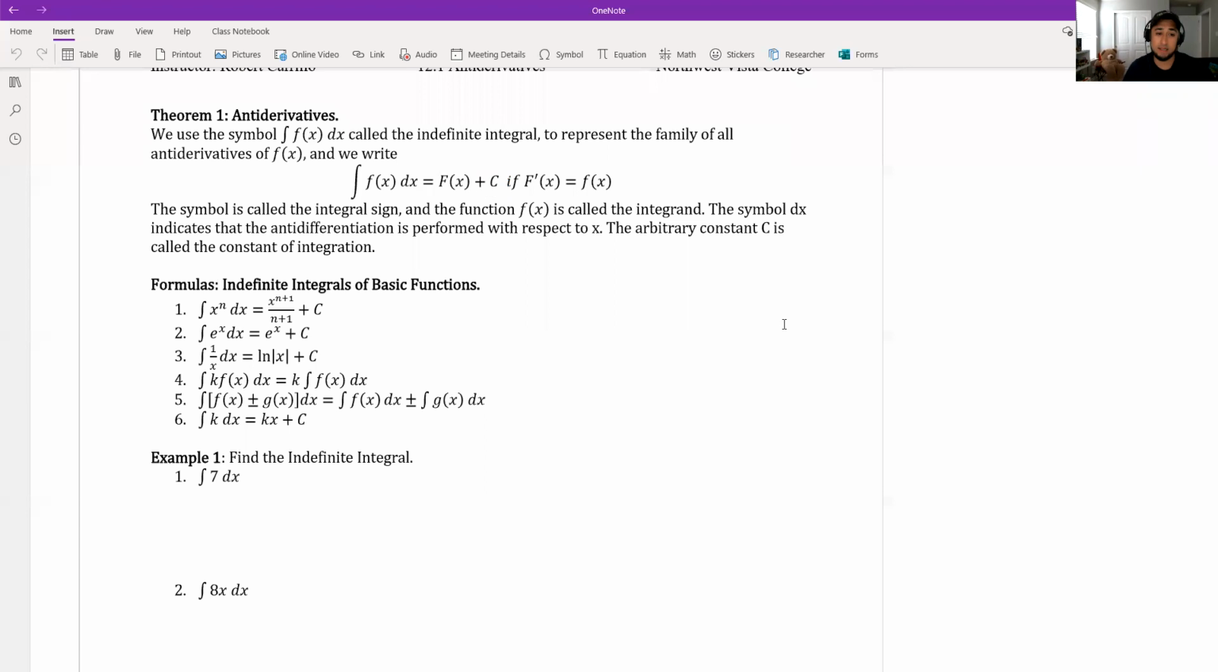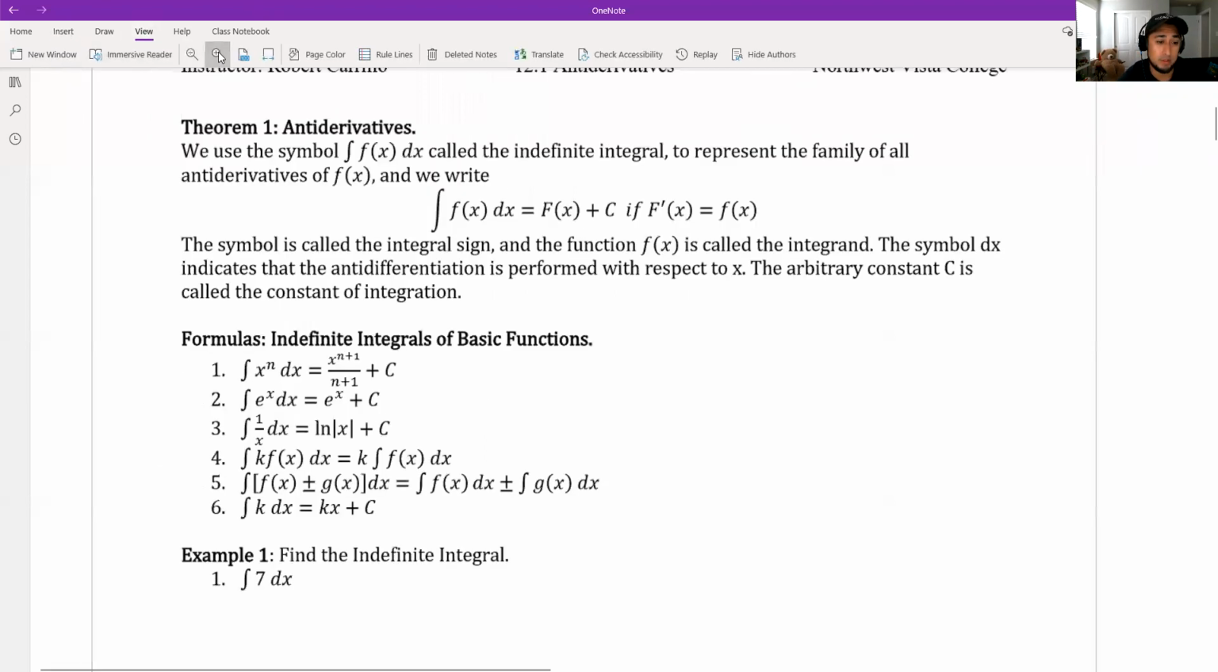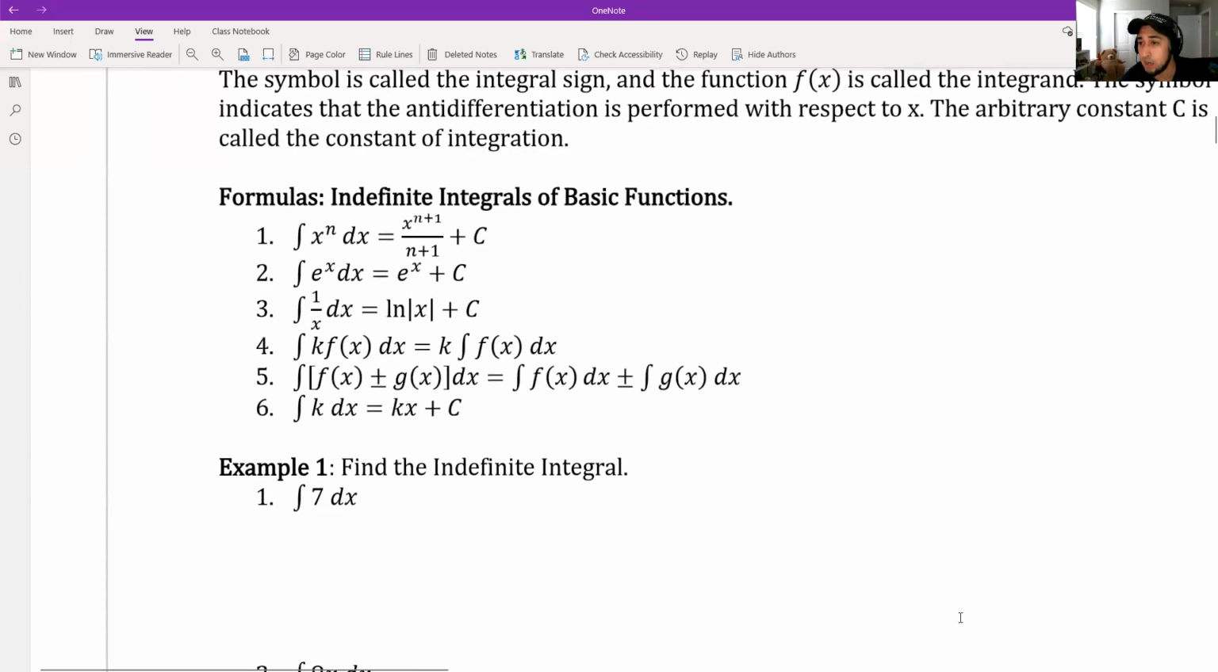Okay, let's get into some antiderivative formulas, right? Some antiderivative formulas. And the first one, let me zoom in a bit for you, is probably the most important one. This is the power rule for antiderivatives. So remember derivatives, the power rule, you took one away. For antiderivatives, you add that one back. So this is the most important rule and probably the rule you'll use the most. So you can call this the power rule for antiderivatives.